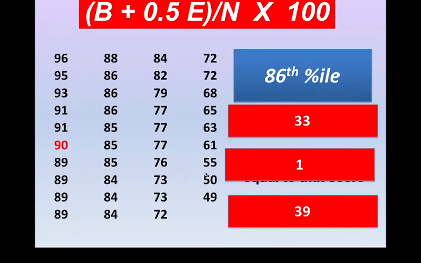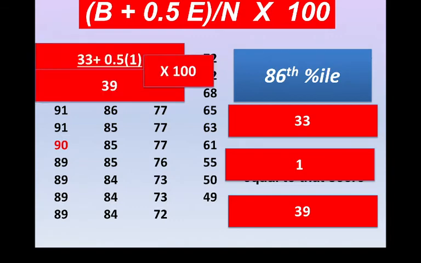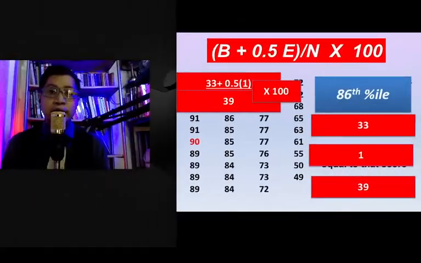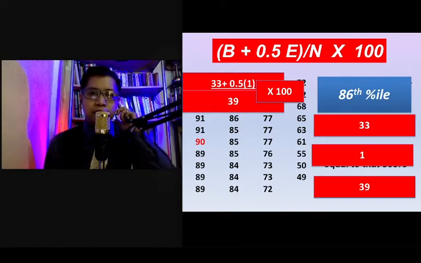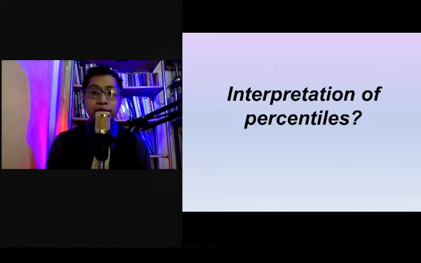And then from there, apply mo na ngayon yung formula ng percentile rank, B plus 0.5E divided by N times 100. That will give you 86 percentile. You can just try this on your own, no? Pwede nyo i-pause yung video, tapos gawin nyo yung computation and see kung makukuha nyo yung 86 percentile. Again, ano ibig sabihin ng 86 percentile? Yung score na 90 mas mataas sa 86% ng testing population na kumuha ng test.